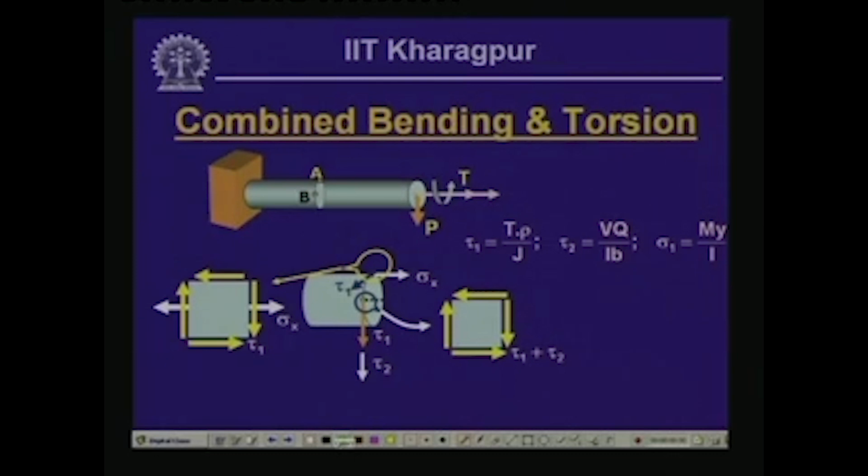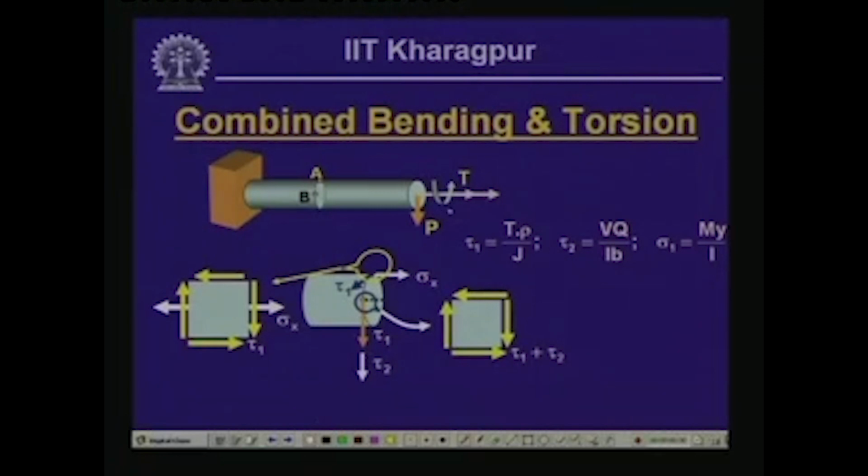Now, let us look at a member subjected again to a combined loading action, but here the individual loadings are bending and twisting moment acting simultaneously in a member. We have seen the action of a twisting moment in a bar, and how to calculate the shearing stress because of it. Also, we have looked at how, if a beam is subjected to transverse loading, you calculate the bending moment and the shear force, and consequently the bending stress and the shearing stress. Now, if the member is subjected to twisting moment as well as bending, what will be the consequence, or how do we calculate the stresses in such members?